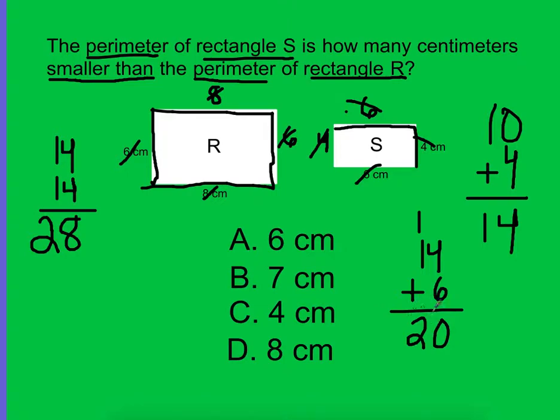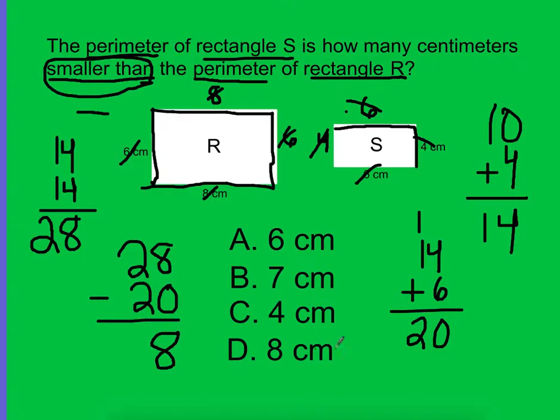Alrighty, so what do we do with it? So the perimeter of S is 20, the perimeter of R is 28, and again, they want to know how much smaller than. It's a comparison. What do we do to compare two numbers? We, math ninjas, we subtract them. So 28 minus 20 equals 8. And there's our answer right there.